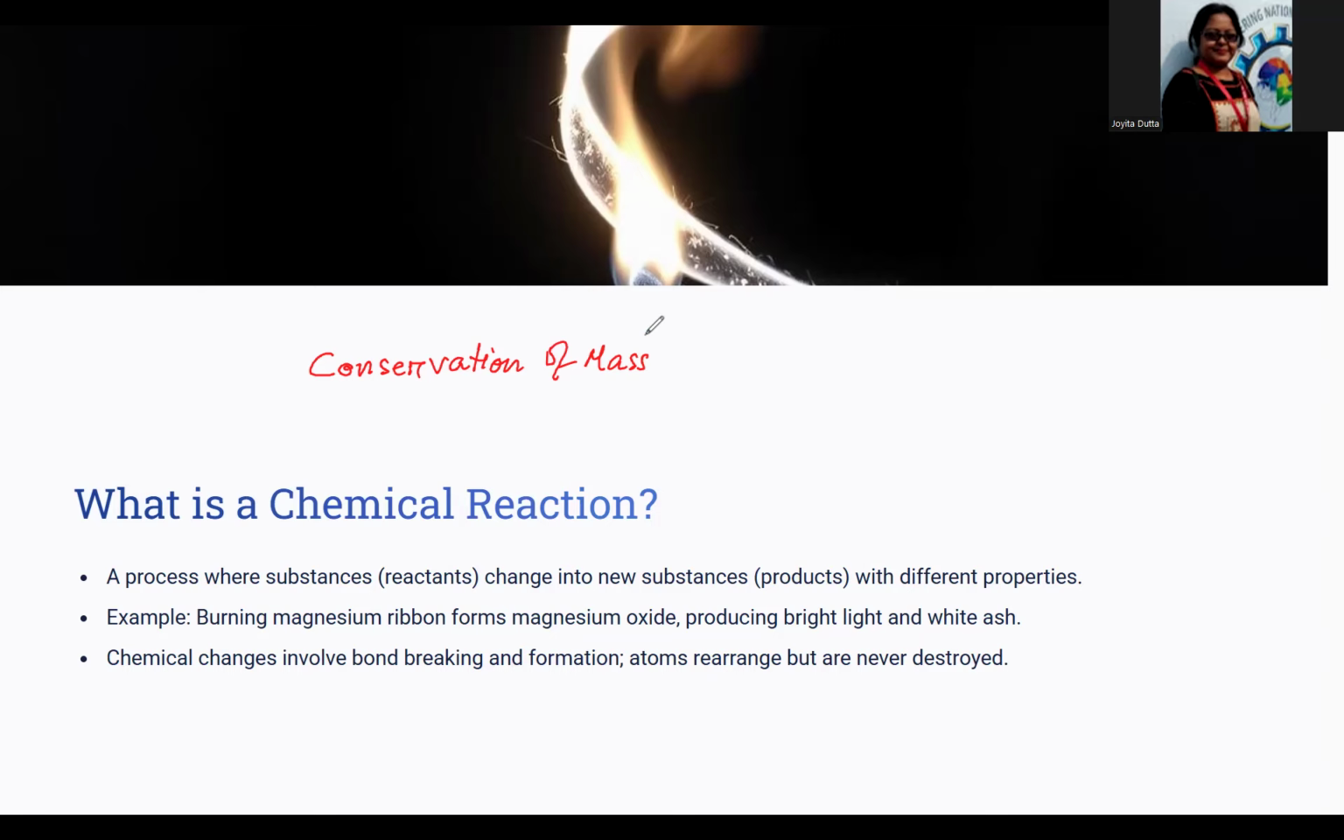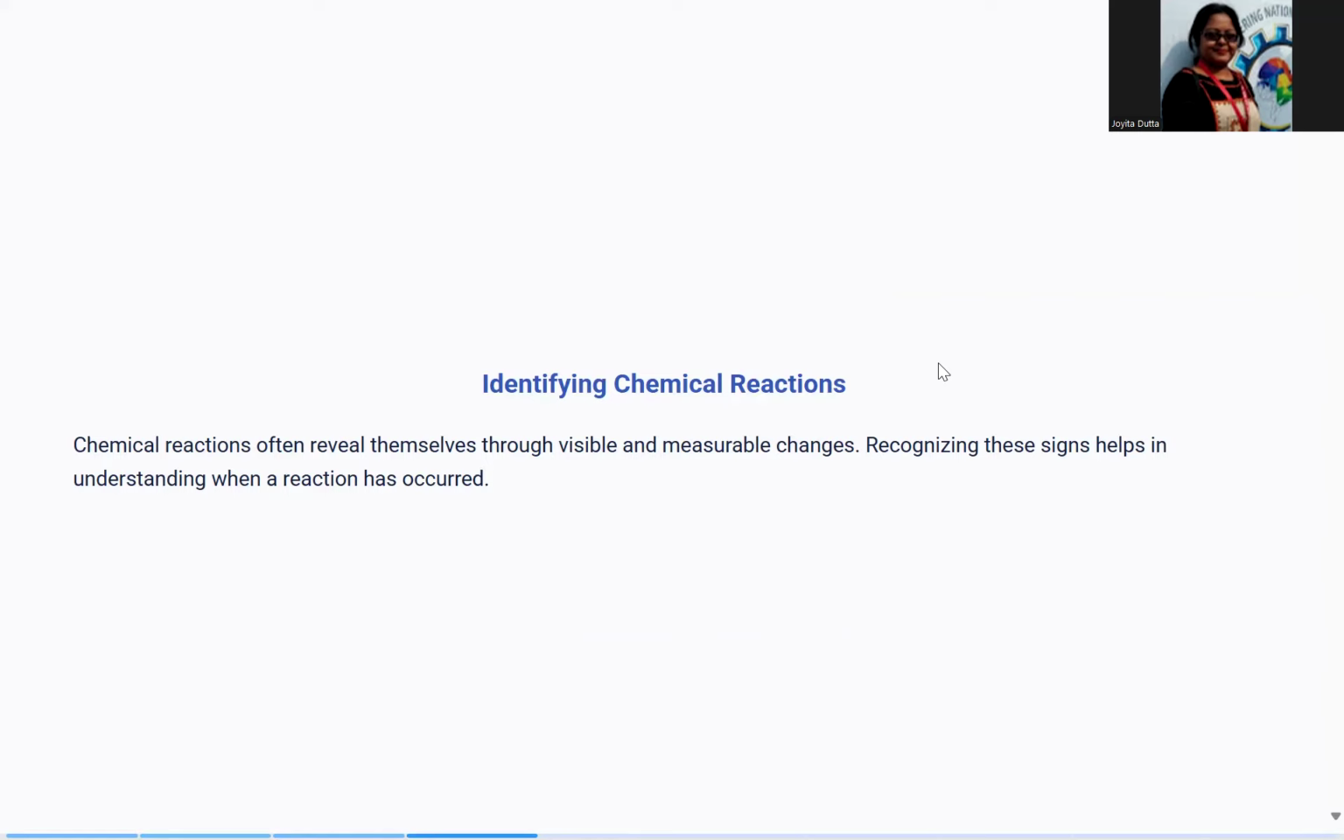Now we want to identify chemical reactions. Chemical reactions often reveal themselves through visible and measurable changes. There are various signs that show a chemical reaction is taking place, and we can visualize and tell whether a chemical reaction has taken place or not. So what are the signs that a chemical reaction has taken place?